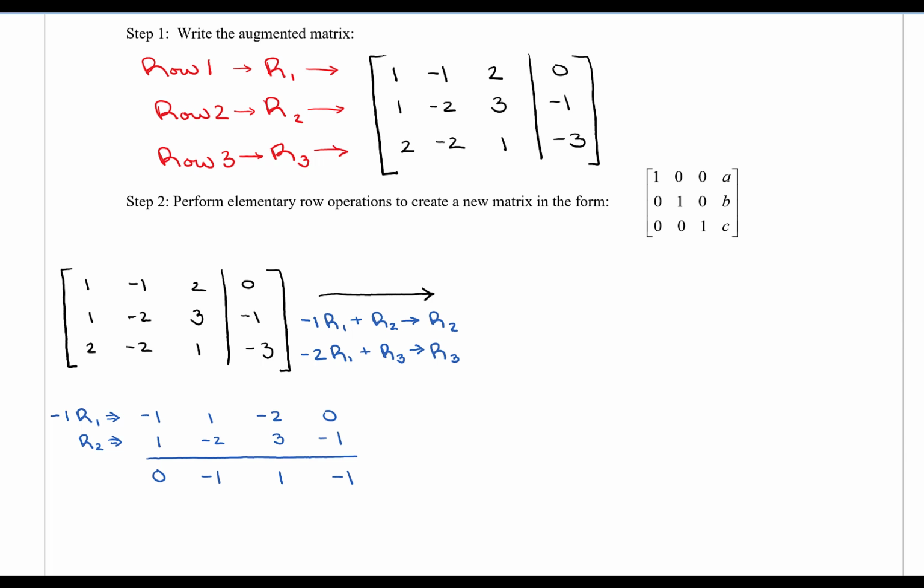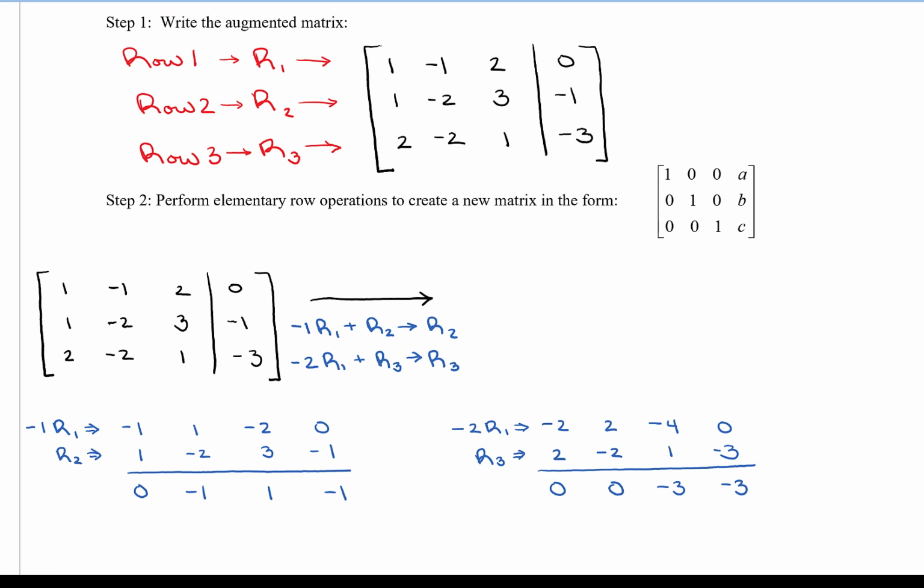For my next row operation here, I'm going to multiply row 1 by -2. So I'm going to get -2, 2, -4, 0, and then I'm going to add it to row 3. Row 3 is 2, -2, 1, -3. And if I add those two rows together, I will get the following new row for row 3: 0, 0, -3, -3.